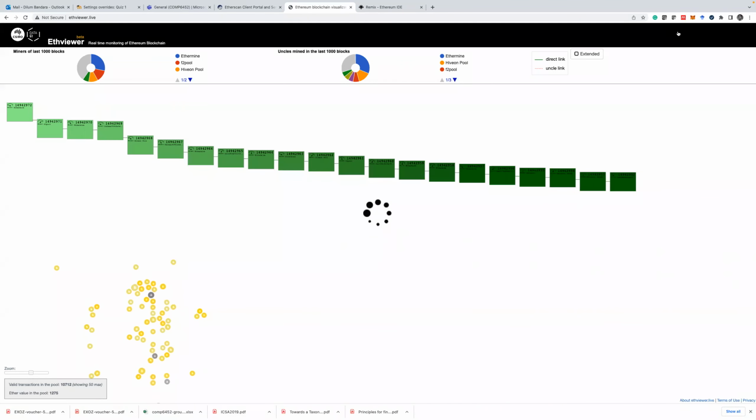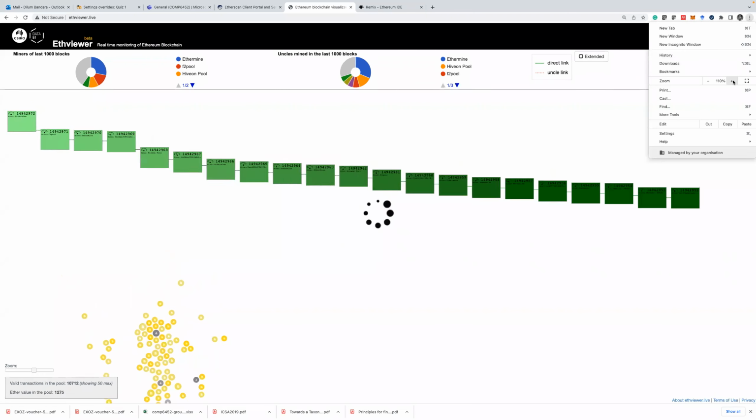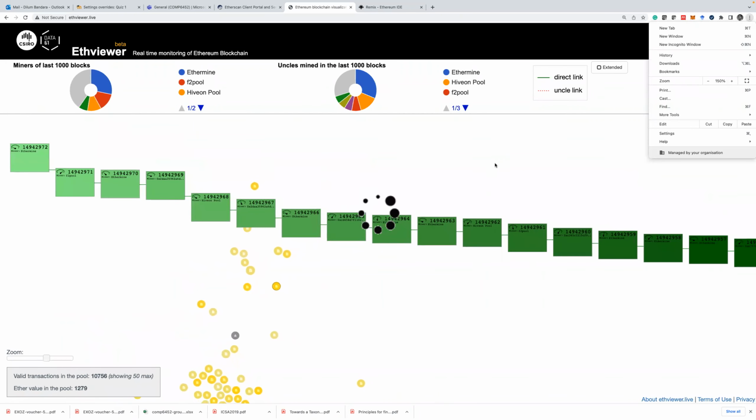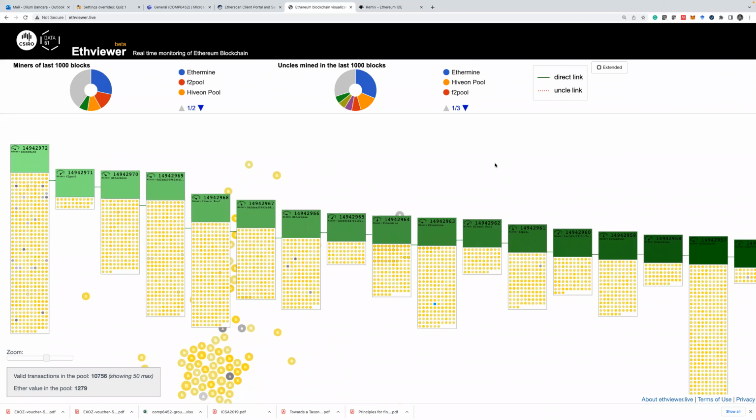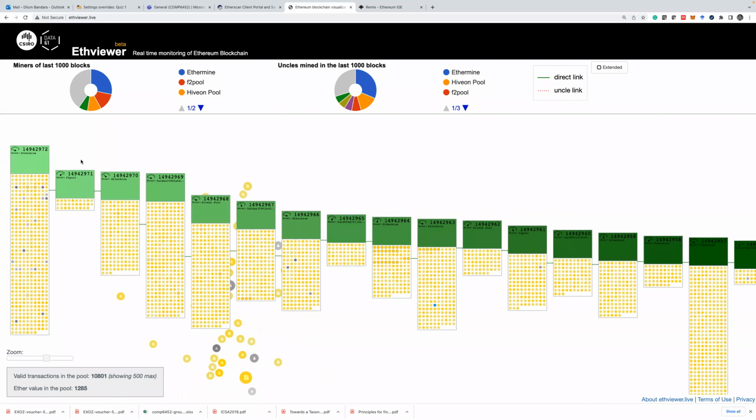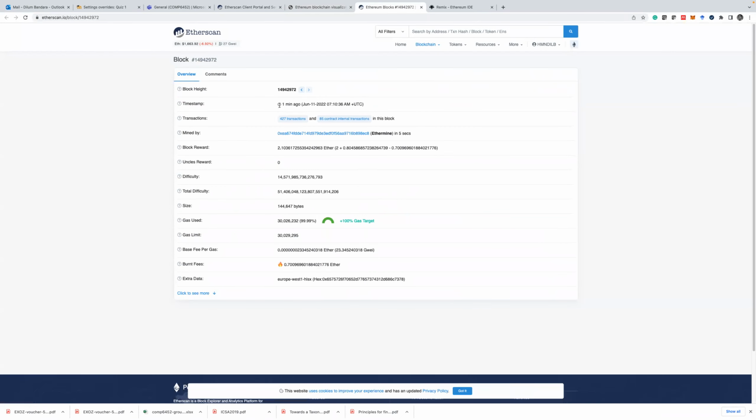Hope everyone can see my screen. Let me make this a little bit bigger. So this is a live visualization of the Ethereum network. This is what is currently happening. This is the most recent block, and it actually got generated about a minute ago.